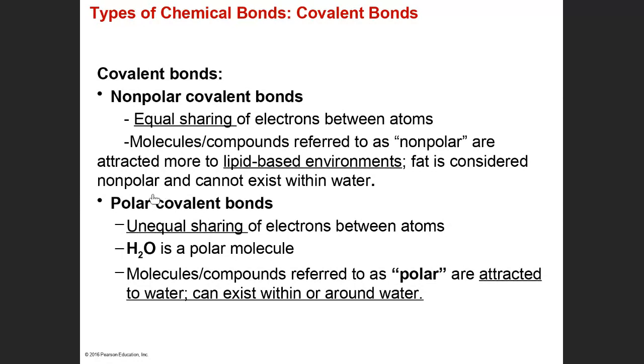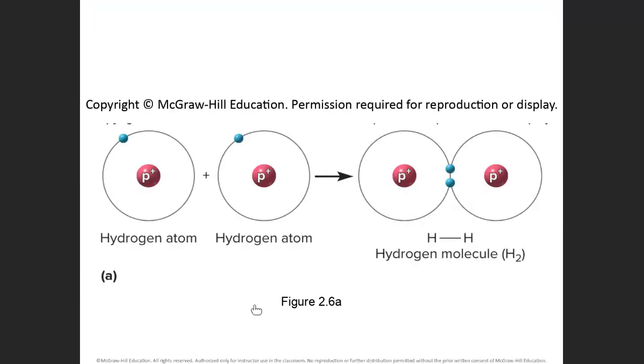What about polar then? Polar is the opposite. Polar means we have a covalent bond that is only capable of existing in water-based environments, okay? Aqueous or water-based environments. So polar covalent bond you want to associate with being water-loving. They're going to exist in water-based environments. Water itself is the most popular polar covalent bond.